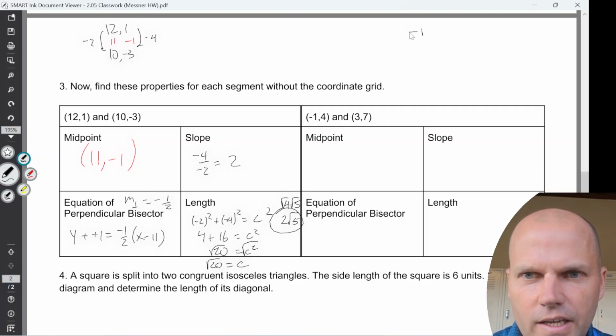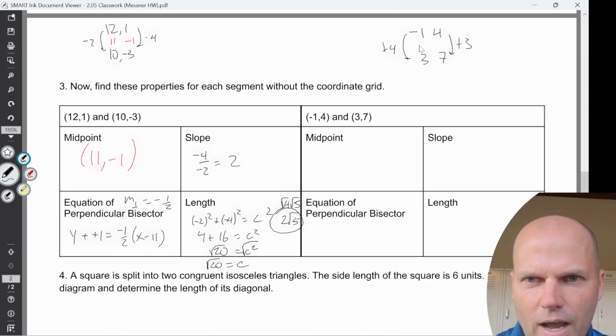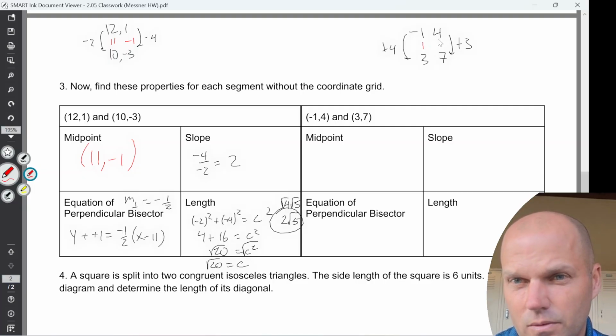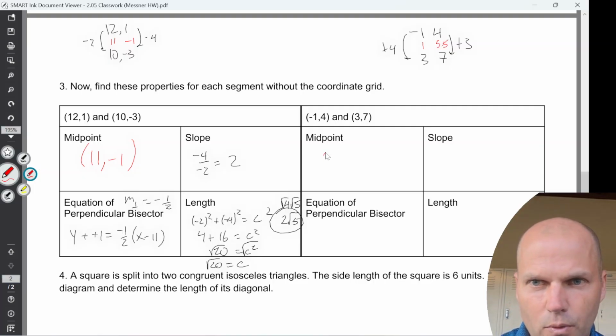Next one, we got -1, 4, and 3, 7. My x's will increase by 4. My y's will increase by 3. Go halfway. I'll add 2 to get 1. Also add 1.5 to get 5.5. So here's my midpoint: 1 comma 5.5.